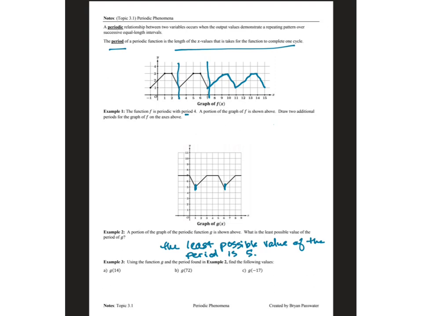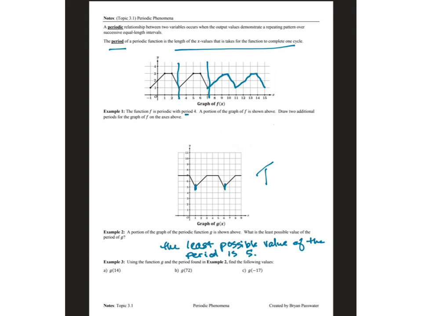In physics, we use the letter capital T to represent period. Kind of bugs me. I don't expect you to have to use that in this class. In physics, we will, so those of you that are headed that direction. Period is a T. T equals 5, yeah. But I haven't seen that yet in this class. So using the function g and the period found in example 2, find the following values. This is kind of interesting. They want to know what is g of 14.